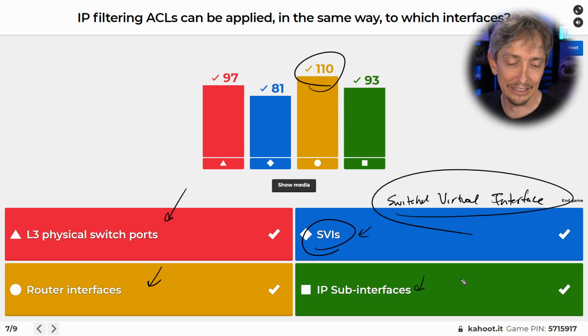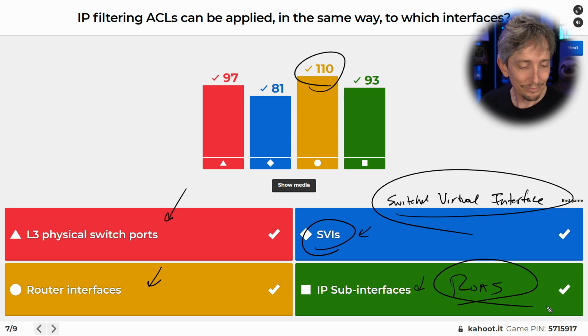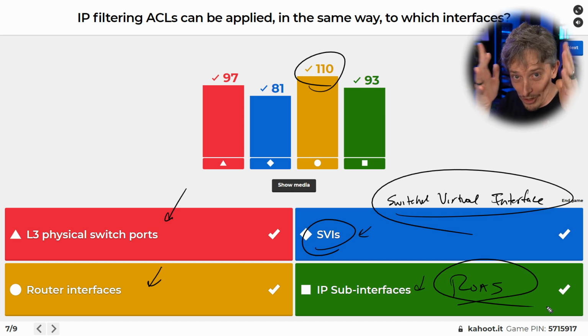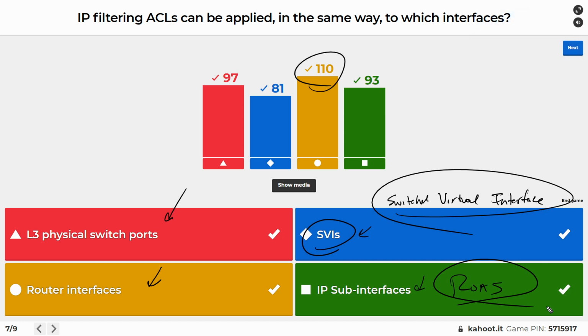And then IP sub interfaces if we're doing a router on a stick, which we don't do very much anymore. But in the old days, it was like, woo, router on a stick. Now it's like, router on a stick. Interesting concept, but we don't really need to do it too much anymore because we have multi-layer switches that have routing capabilities built in.